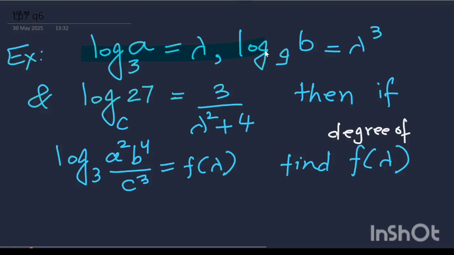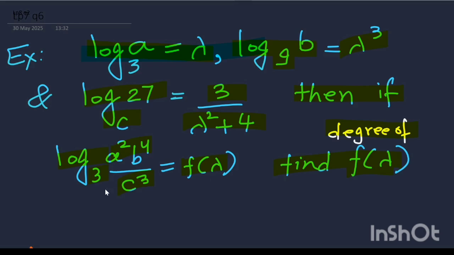So guys, let's solve this example, where it is given log a base 3 is lambda, log b base 9 is lambda cube, log 27 base c is 3 upon lambda square plus 4. Then if log base 3 of a square b to the power 4 upon c cube is f lambda, find the degree of f lambda. It means when we solve f lambda, it will come out to be a polynomial.